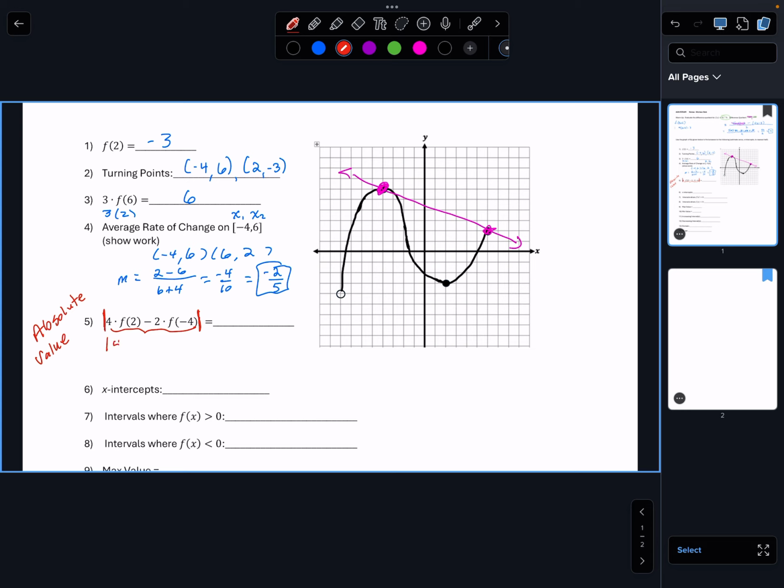So this is 4 times, and when x is 2, y is -3. f of 2 is -3, and then minus 2, f of negative 4 is 6. And we have our absolute value. So simplify inside, you have -12 minus 12. You need to combine that to make it the absolute value of -24, which is 24.